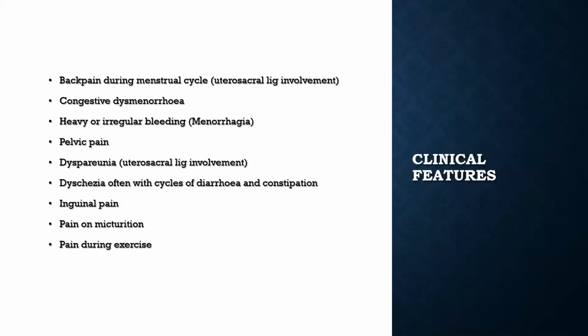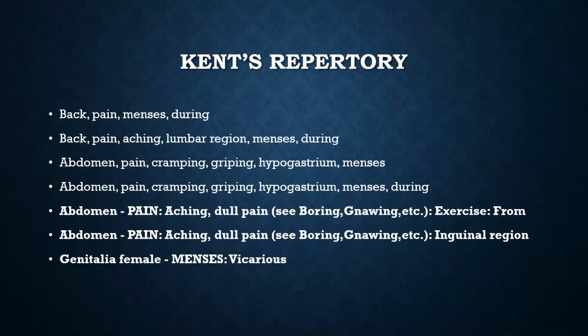Now let's see whether we can convert these symptoms into rubrics or not. Under Kent's repertory, there is back pain, menses during. A simple version: back pain, aching, lumbar region, menses during. Then we can talk about pelvic pain. Then abdomen, pain, cramping, gripping, hypogastrium, menses.